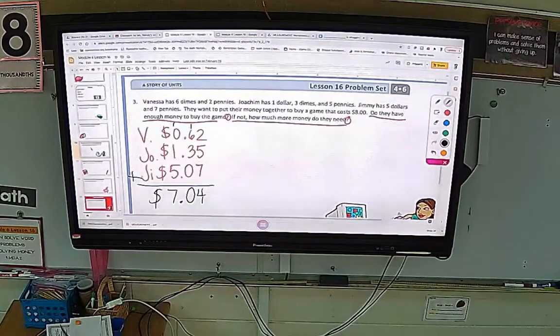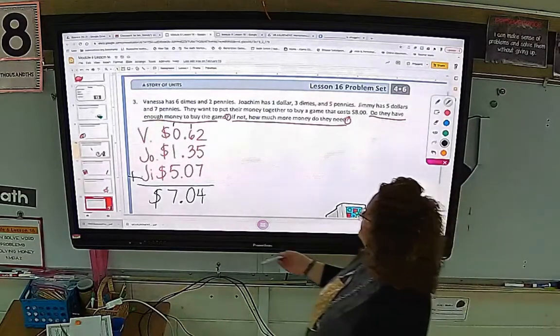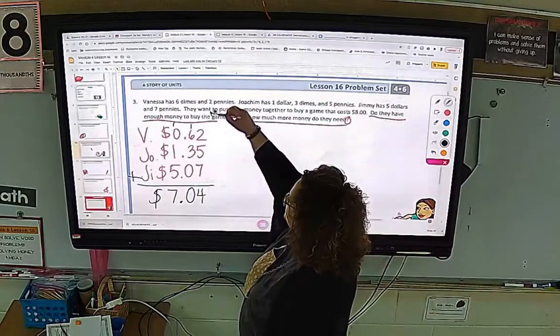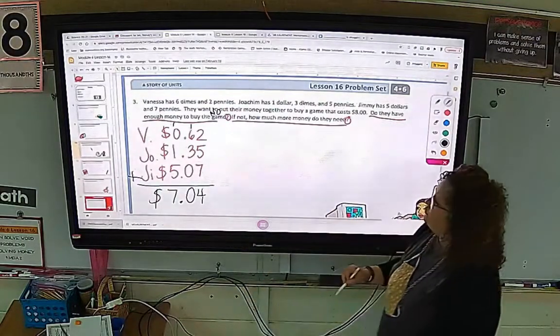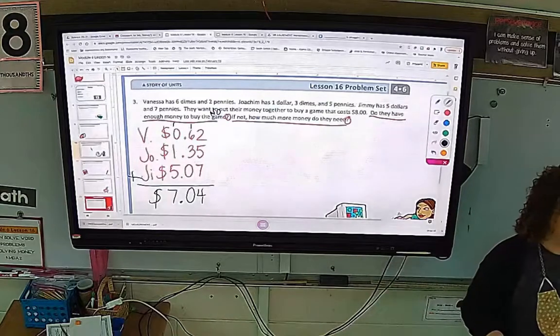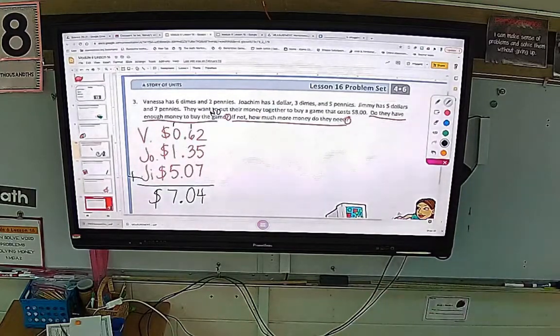Is that what you came up with? You agree with that? Disagree with that? So can we answer the first question now? Do we have enough money to buy the game? No. If not, how much more money do we need? You knew that was going to happen. You knew they weren't going to have enough. It's like a prediction.